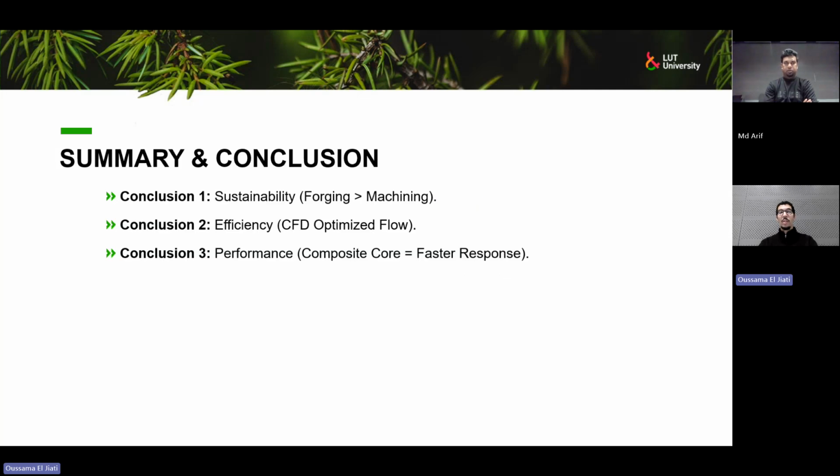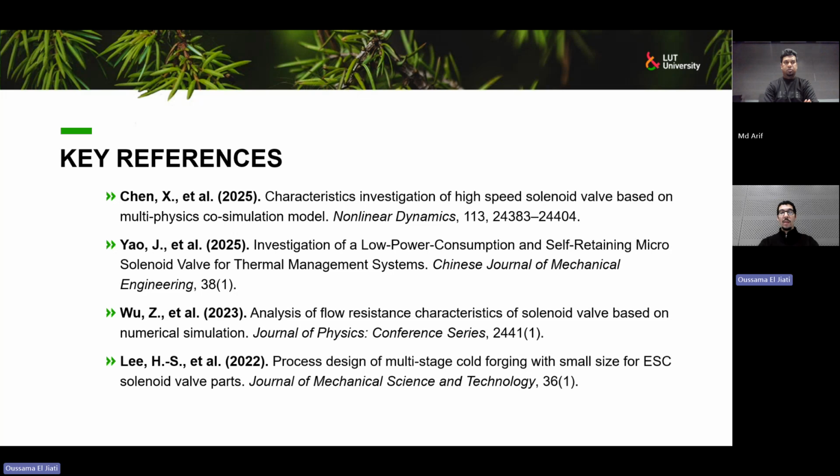In conclusion, for sustainability, we moved from wasteful machining to net shape forging, and we optimized the flow path to reduce resistance, and we also utilized composite materials to achieve faster response times. In this project, we successfully demonstrated how a legacy industrial component can be modernized for the Industry 4.0 era. And our proposals are also supported by research from 2022 to 2025, especially regarding multi-physics simulation and cold forging processes. You can check them out, interesting research articles, and that's all.